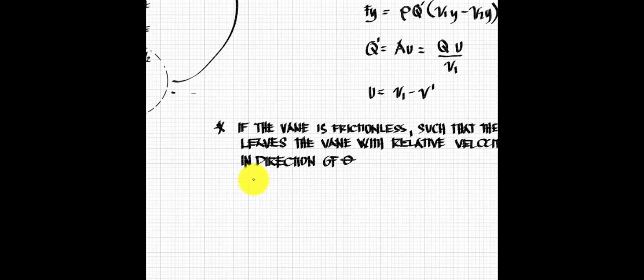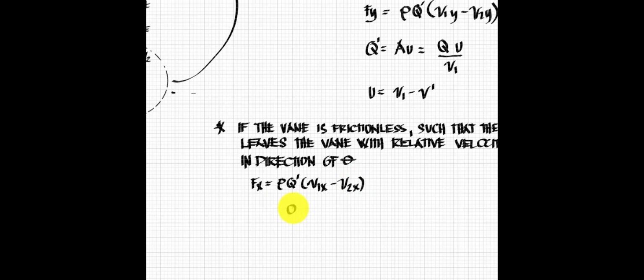So we have your x component now, so that your f of x is equal to the density. Then we have your volume flow rate that is being deflected by the vane, so that will be q prime. Then multiply by your velocity x component at point 1 minus your velocity component, velocity 2 at the x component.